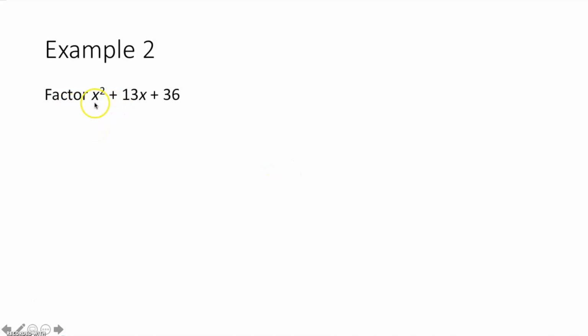So first, we're going to factor x squared plus 13x plus 36. So when we're factoring, the first thing you do is look for a GCF. Is there a greatest common factor that you can factor out of each of these? So there isn't a number that you can divide into each of those besides 1. And only these two have an x. This one doesn't have an x. So no, there's no GCF you can factor out.